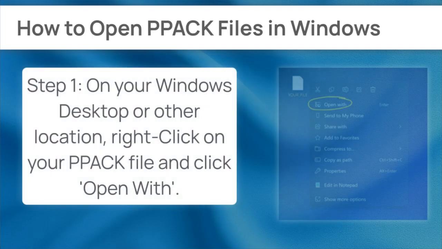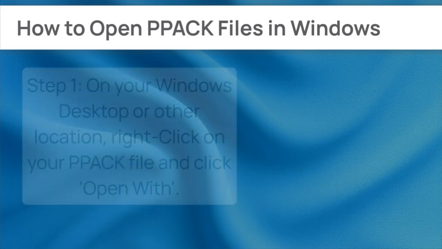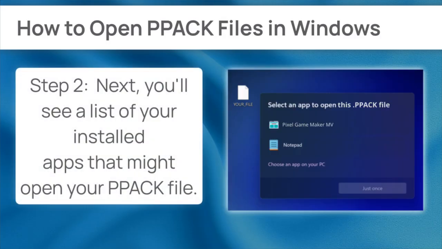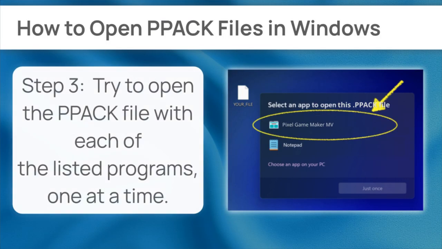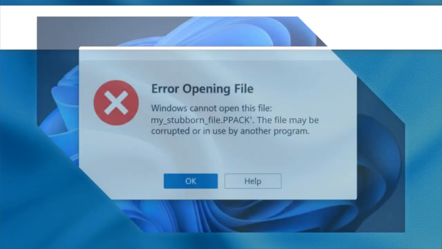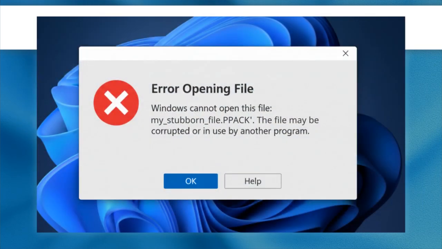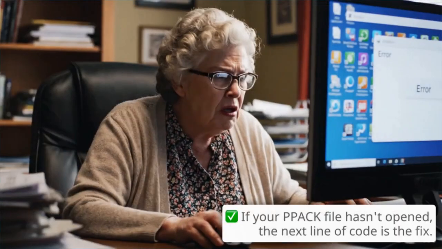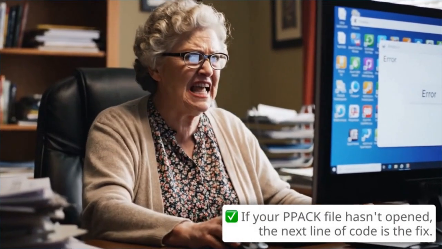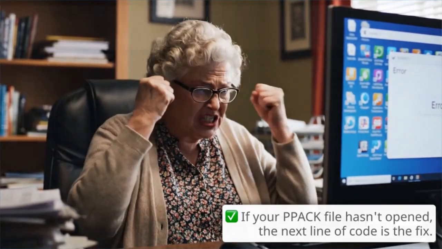Begin the compatibility check by right-clicking your PPACK file and selecting Open With. Use Pixel Game Maker MV if it's an option. If not, test any other program in the list. Keep testing until the PPACK file opens. If the PPACK file is still giving you trouble, relax. It simply means we can't rely on the initial software anymore. I need you to take these 3 direct actions to effectively isolate the file error.